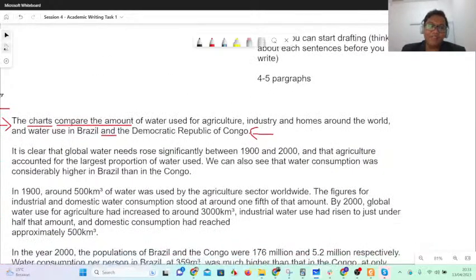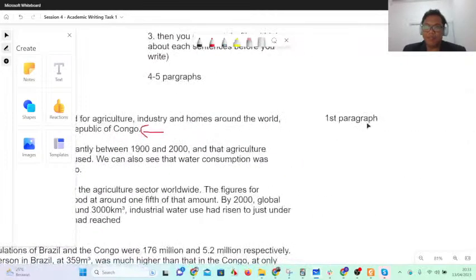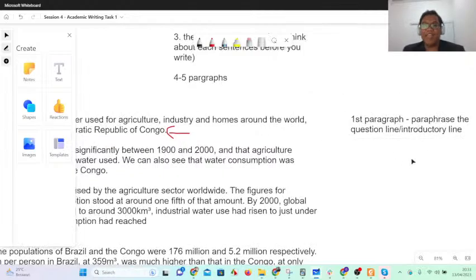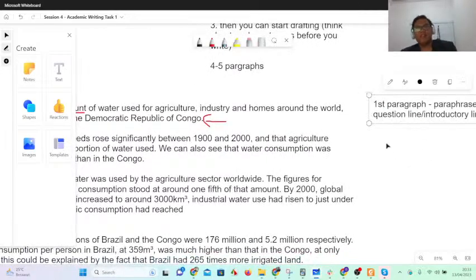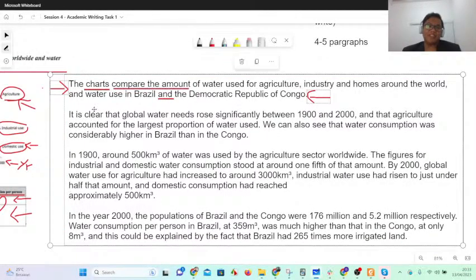Okay, so just to kind of review that, the first paragraph: paraphrase the question line, or introductory line. That's all you need to know. Do not add anything new. Okay, do not add anything new at all. All right, now let's move on to the second paragraph.